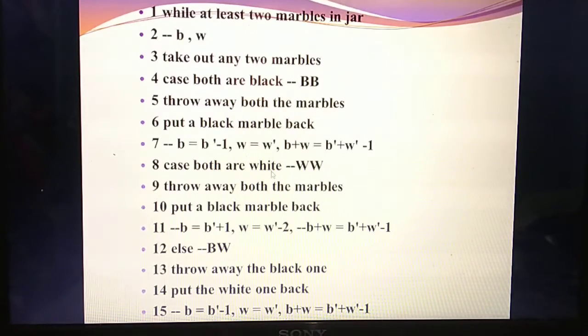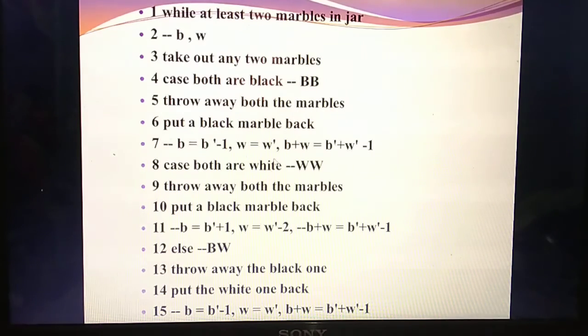Next, if both are white. Understand? If both are white, what's the condition? Same: if 2 of them are the same color, you need to throw the marbles outside. Again you need to put the black marble inside the jar.